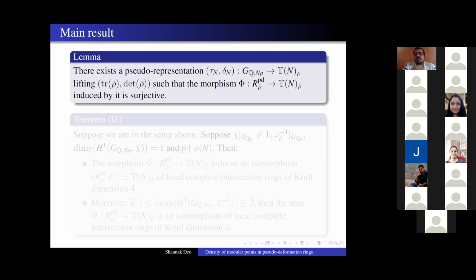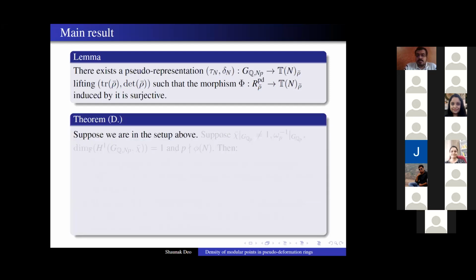Okay, so this is a very standard result, but it is telling us that there is indeed, first of all, a map from R rho bar PD to T_n rho bar, so that we can at least compare them. And the next order of business is seeing when it is an isomorphism. So that is the main theorem that we are in.